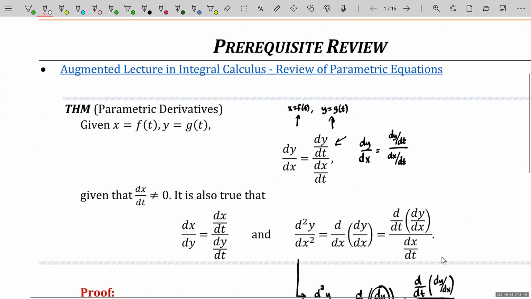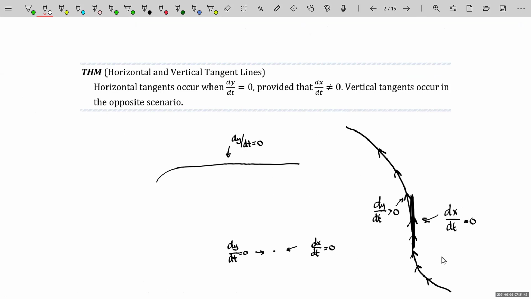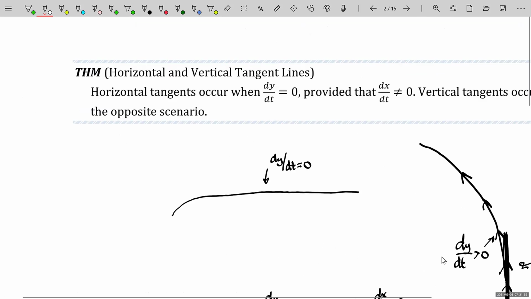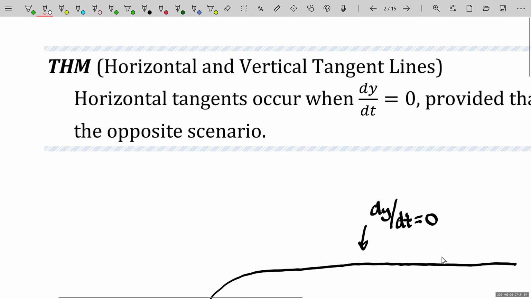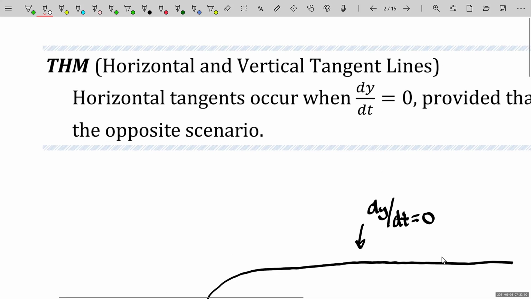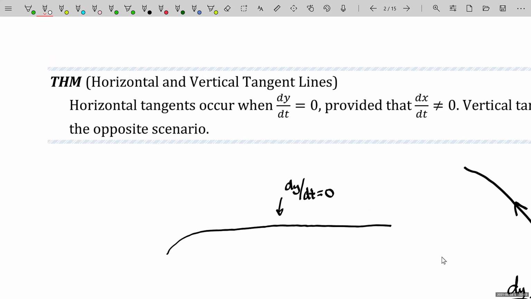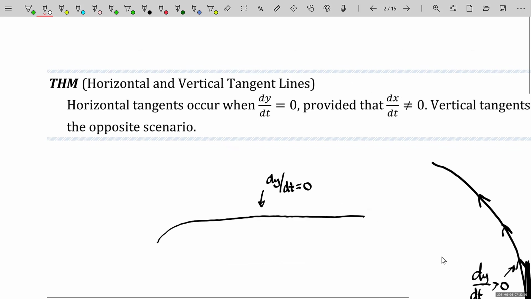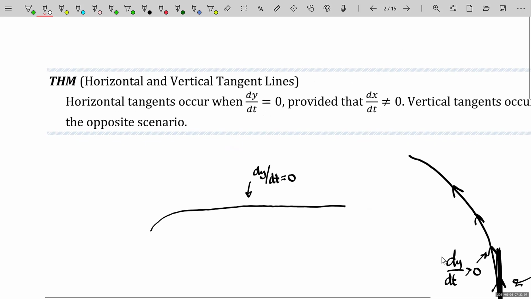And we only did a couple quick examples. I mentioned that horizontal tangents will occur when the numerator of your derivative, which is dy dt, is 0, as long as dx dt is non-zero. And vertical lines occur when dx dt is 0, where dy dt is not 0. So we mentioned that last time.